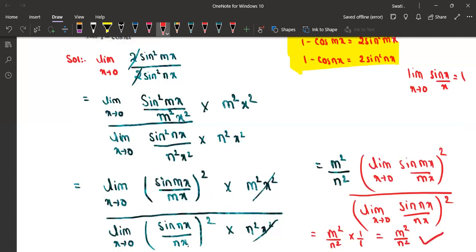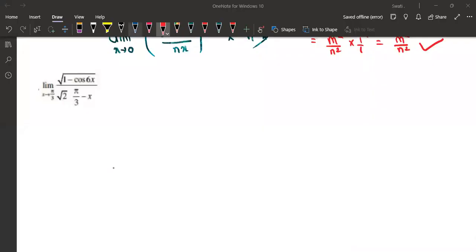So we are done with this as well. Now let's move to the next question. This is our next question. Very simple again. All the questions I can see here are formula based only. So let's start with this.